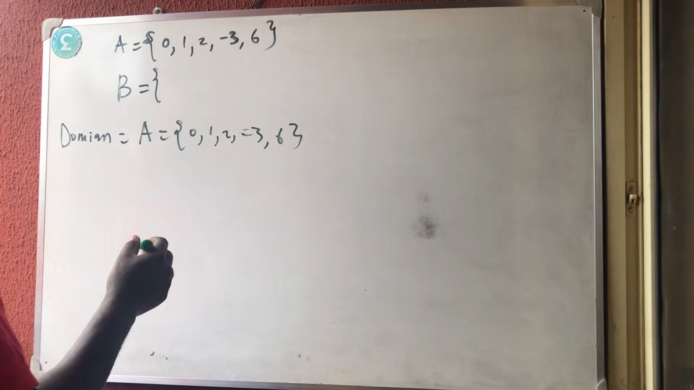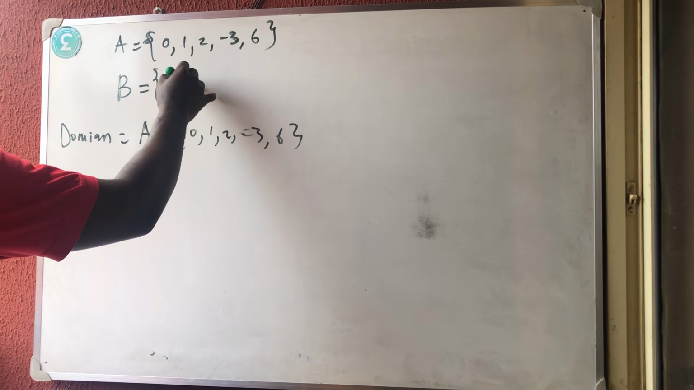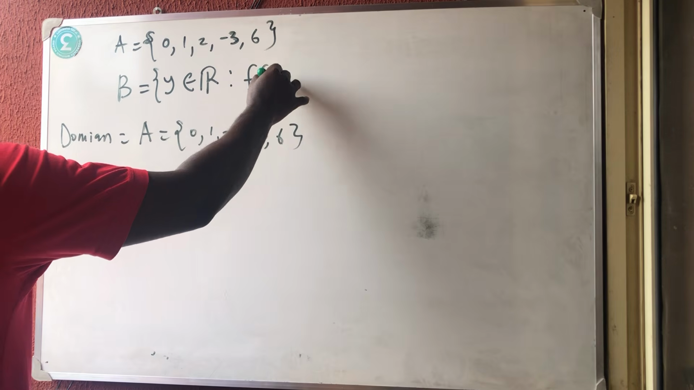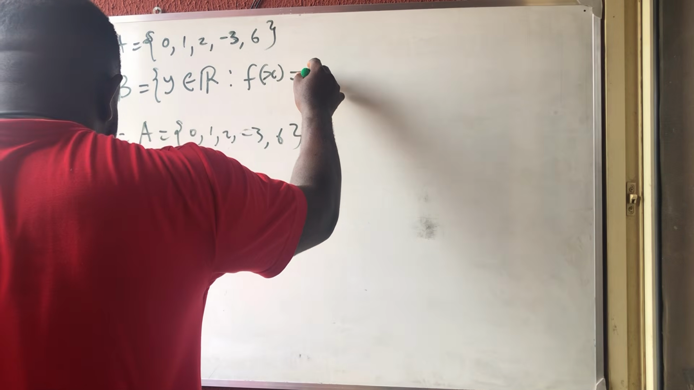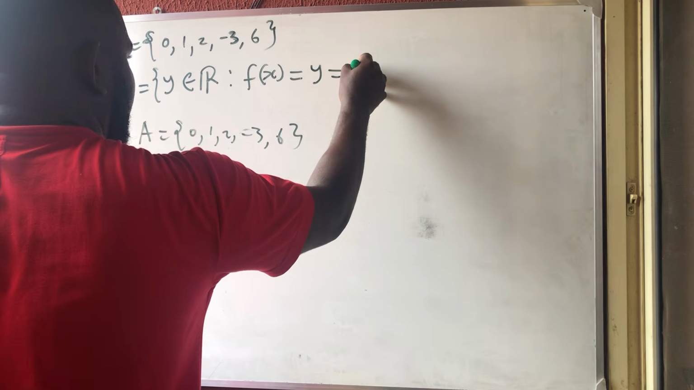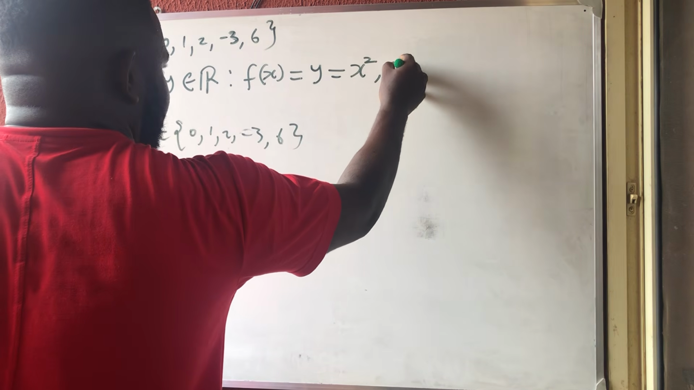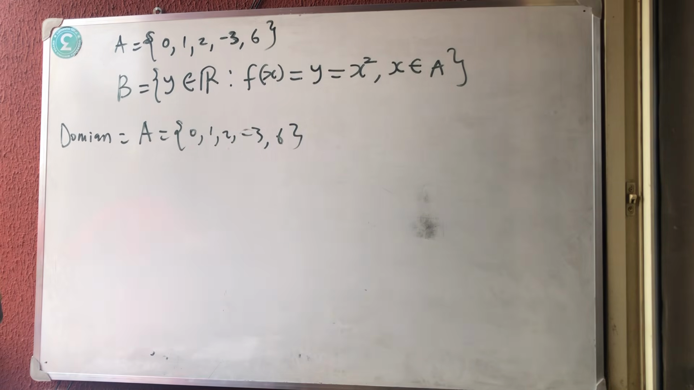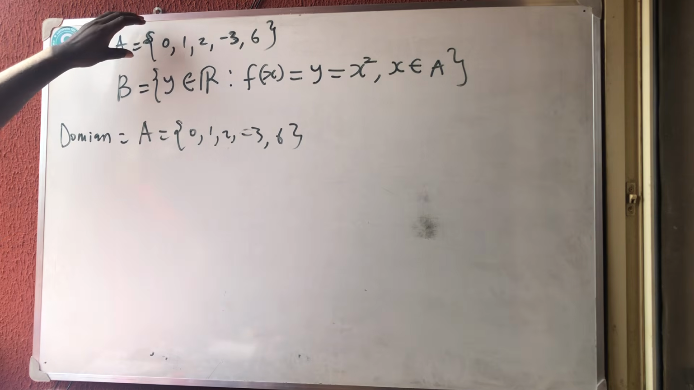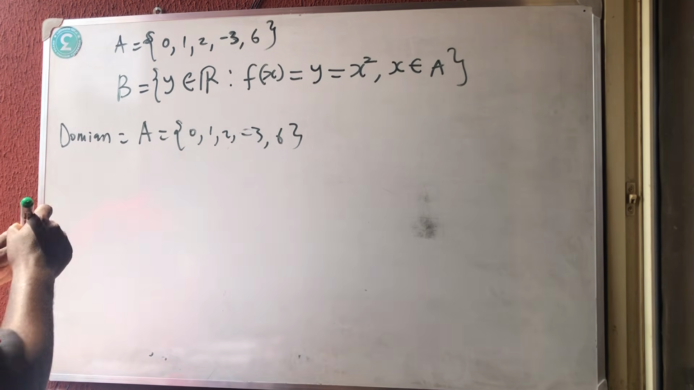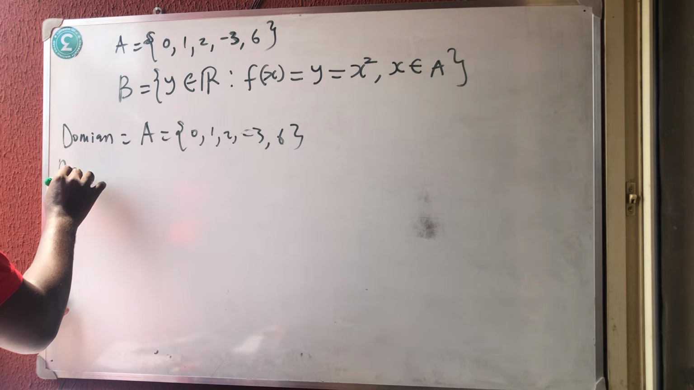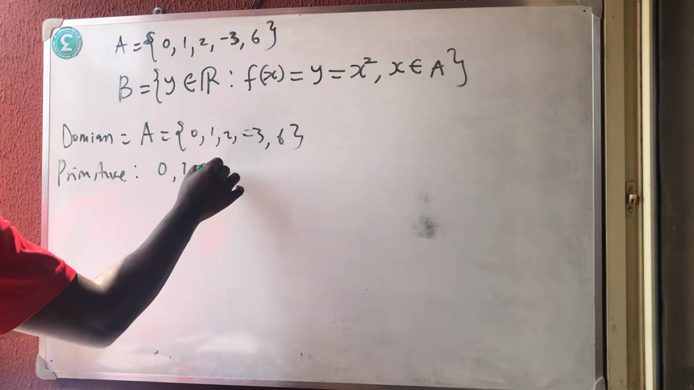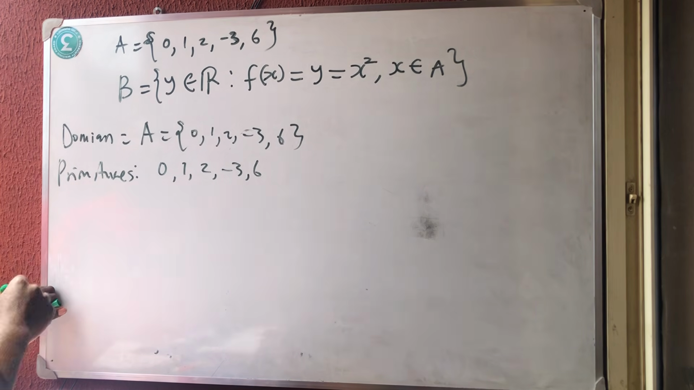I want to use the exact question here. They say that f is equal to y, which is an element of the real numbers, such that f of x is equal to y, which is equal to x squared, and x is an element of A. Now, the domain is what I want to work with. The domain that you did not put in a set is called the primitives. Are you getting that now?